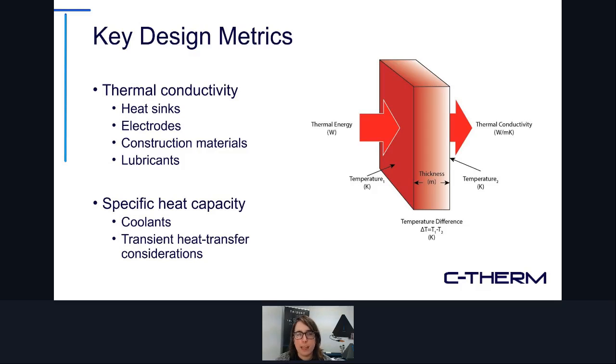The other one that can be important for some applications is the specific heat capacity. And that is particularly important when you're looking at things like heat transfer fluids and other coolant fluids, as well as when you're looking at certain transient heat transfer considerations where the heat capacity will dictate how quickly the heat can spread throughout the material. It will dictate the thermal diffusivity of the fluid.